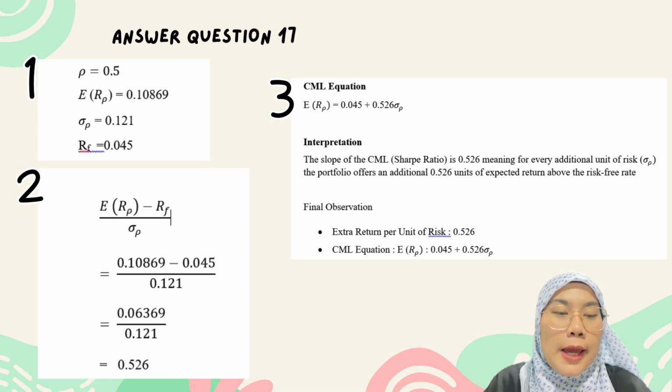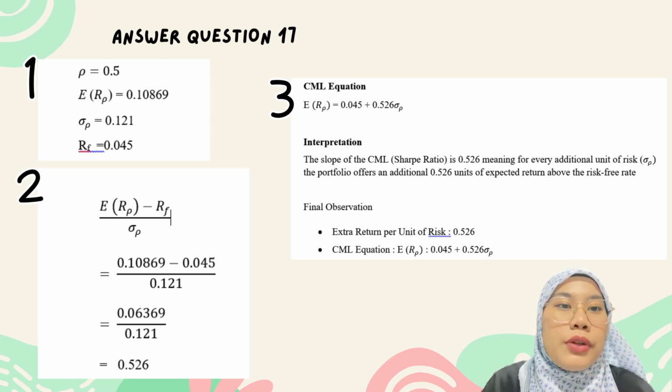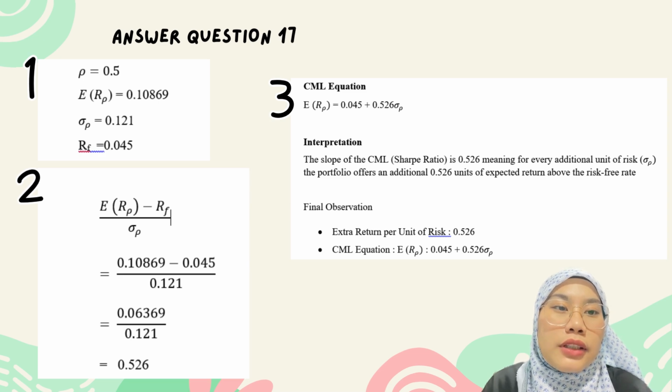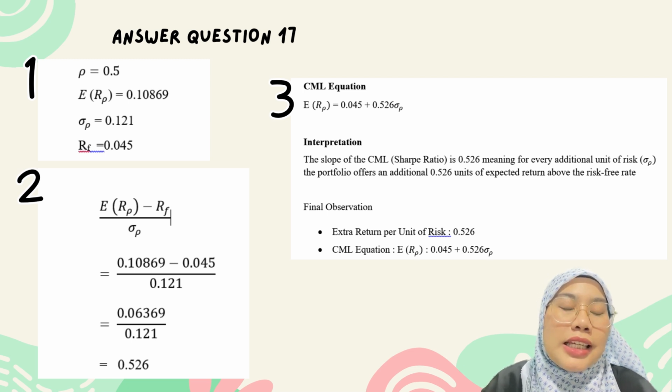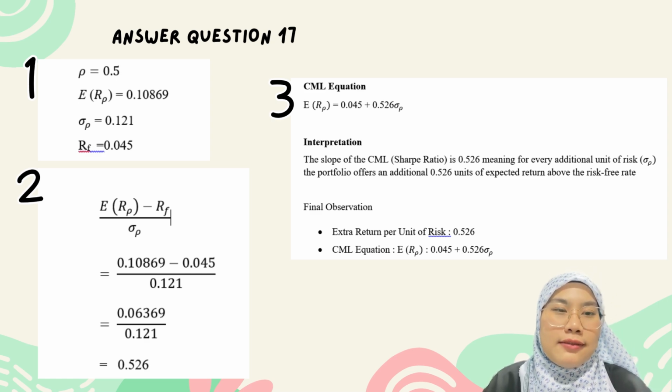Next, we have the CML equation, which is shown as E equals 0.045 plus 0.526. Then we interpret the equation: the slope of the CML is 0.526, meaning for every additional unit of risk, the portfolio offers an additional 0.526 units of expected return above the risk-free rate. So the final observation is that the extra return per unit of risk is 0.526 and the CML equation is E equals 0.045 plus 0.526. That's all from me.